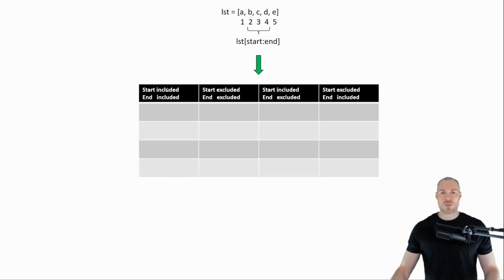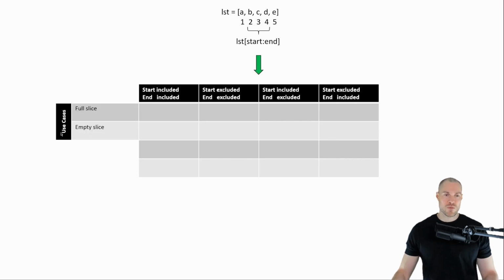So you could include the start and the end, you could exclude the start and the end, or you could have a mixture of both where you include the start and exclude the end, or the other way around where you exclude the start and include the end. And now to decide which one of these 4 approaches to pick, we're going to compare them based on 2 specific use cases. So the first use case is to create a full slice, and the second use case is to create an empty slice.